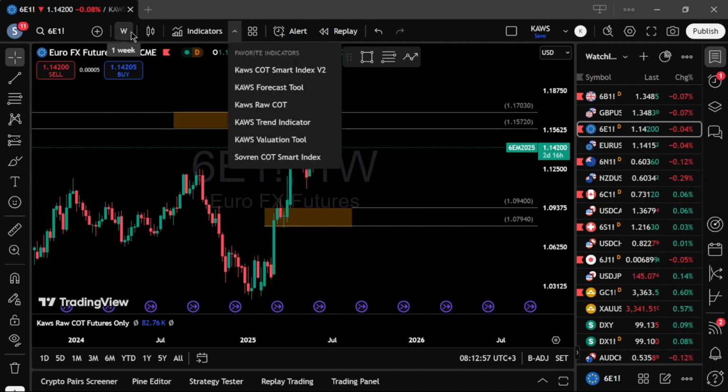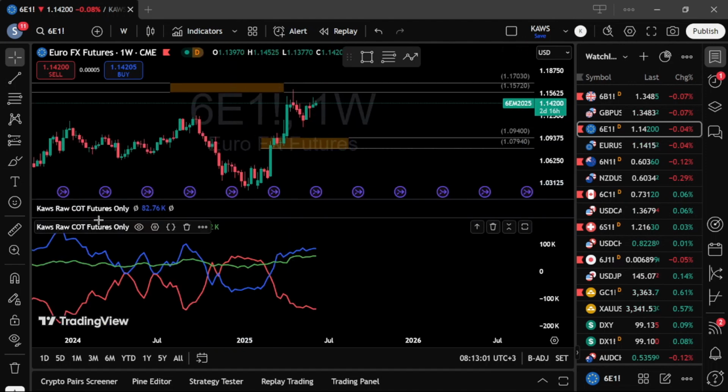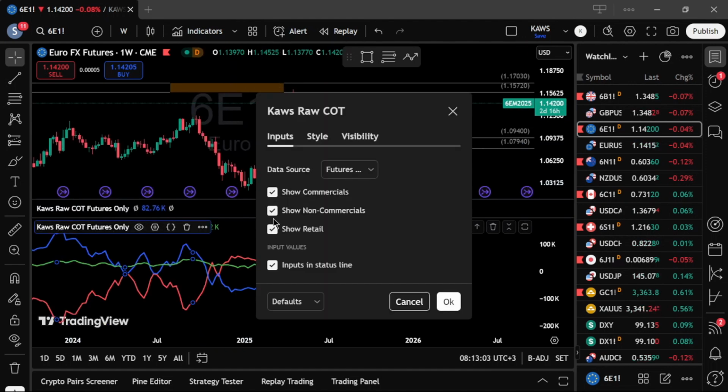Currently, we are on the weekly, and fundamentally, let us quickly look at our COT data. I have this plotted out. If you need the indicator, make sure to follow the Discord link in the description.